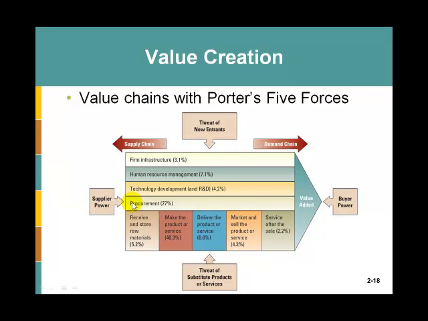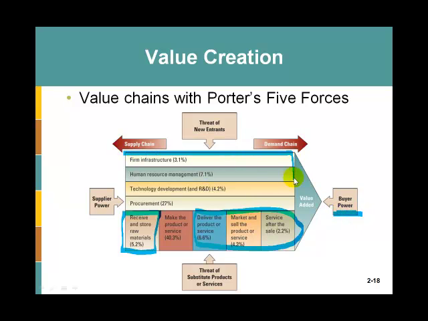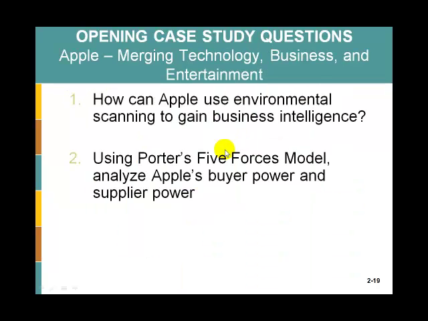So here we're combining Porter's 5 force model with the value chain. From the inbound logistics side, that's supplier power. The outbound logistics, marketing and sales, and services allow us to deal with the buyer's power. And if we build out a very strong infrastructure, then we can potentially make it very difficult for new entrants to duplicate a similar structure to compete with us. So this concludes our discussion of Chapter 2.